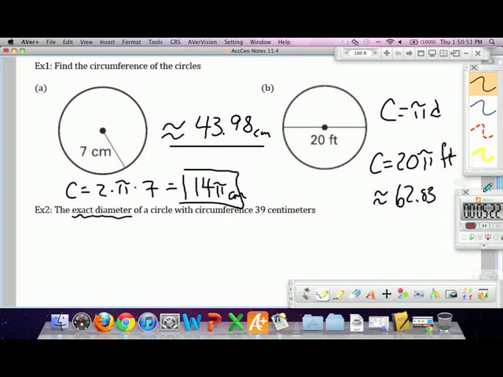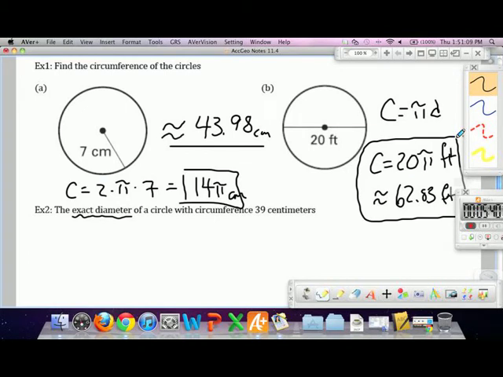Again, I was vague with how I'd want your answer left, so either one of these would work: 20 pi or 62.83 feet. Why didn't you say exact? Oh. Again, the directions were vague, so I didn't. For the next one, I say the exact diameter.